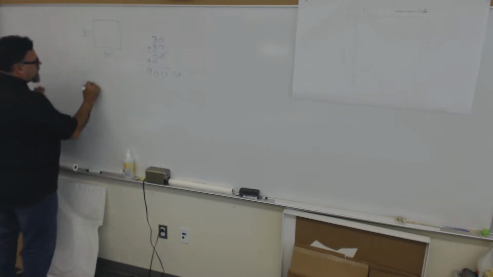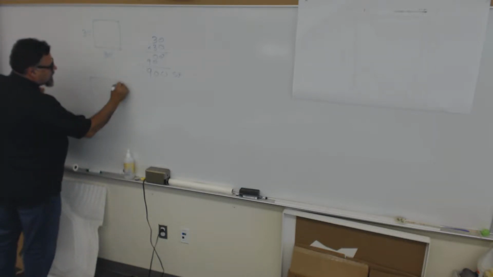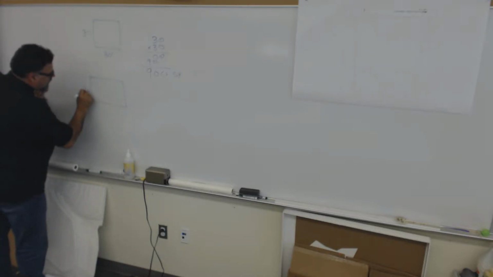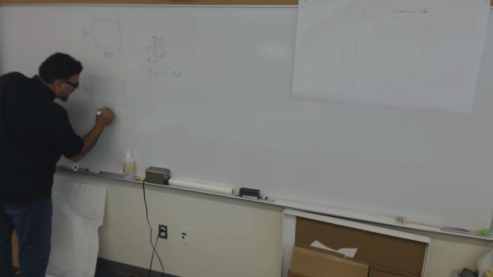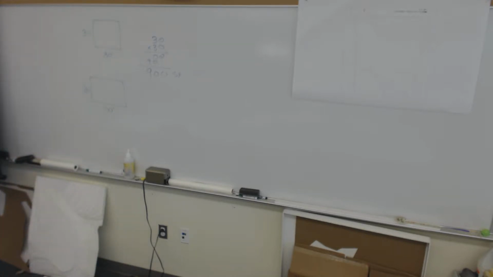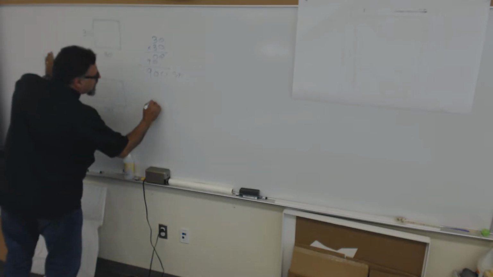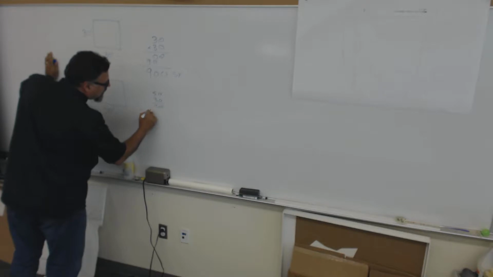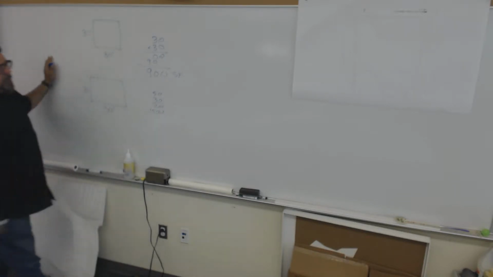Now let's try a different one. Let's try 30 by 50 feet. How many square feet are in that? 1,500. So we got 50 times 30, multiply it out, 0, 0, 15, 1,500. Okay?